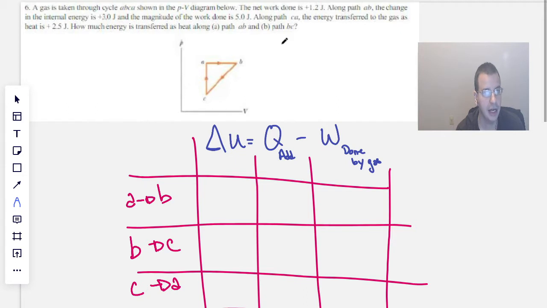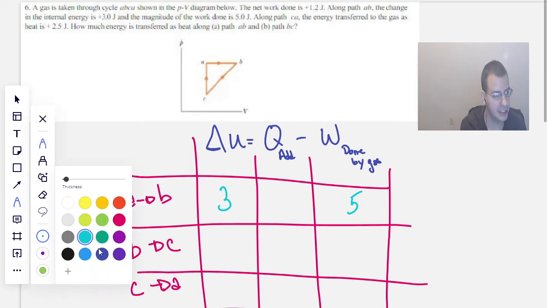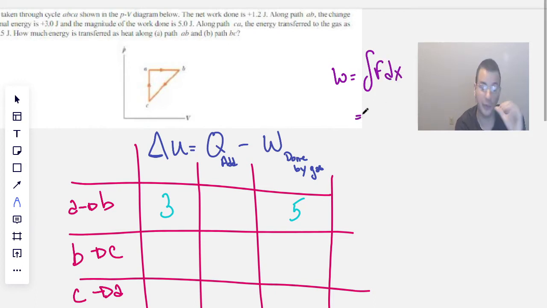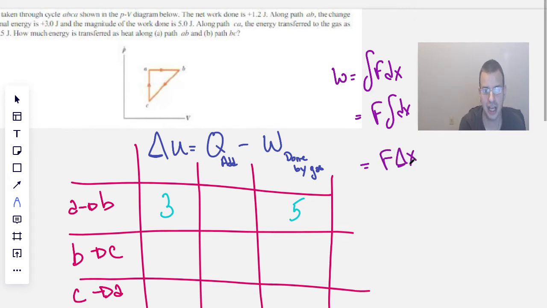Along path AB, A to B, the change in internal energy is specifically plus 3. And the magnitude of the work done is 5. So this is 5, but they don't tell us positive or negative. Because they say magnitude, I'm going to look at a definition of work. One definition you might know is work equals integral F dx. When you have a constant force, you can pull out the F and you get integral dx, which becomes F times change in x.